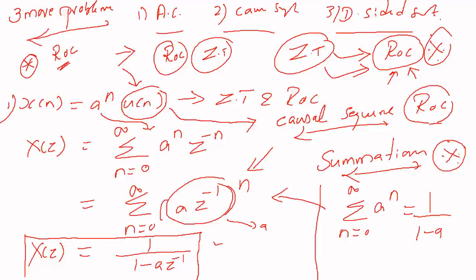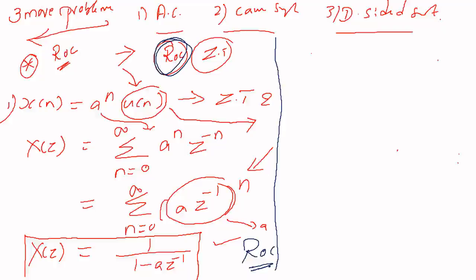But the X(z) is fine. We have another question, that is the region of convergence. We need to find the region of convergence, right? So let me work it out here itself. The region of convergence, say for example this is equation 1. The region of convergence for equation 1 is modulus of a z inverse should be lesser than 1.